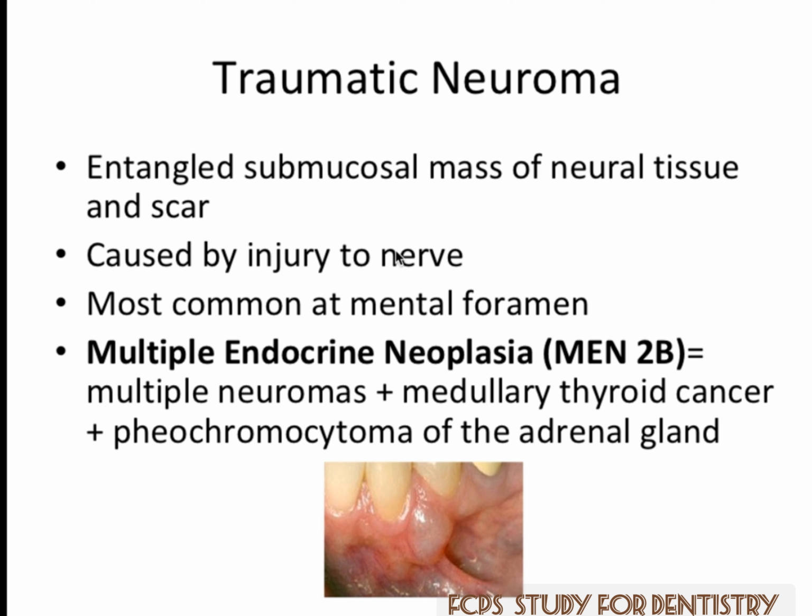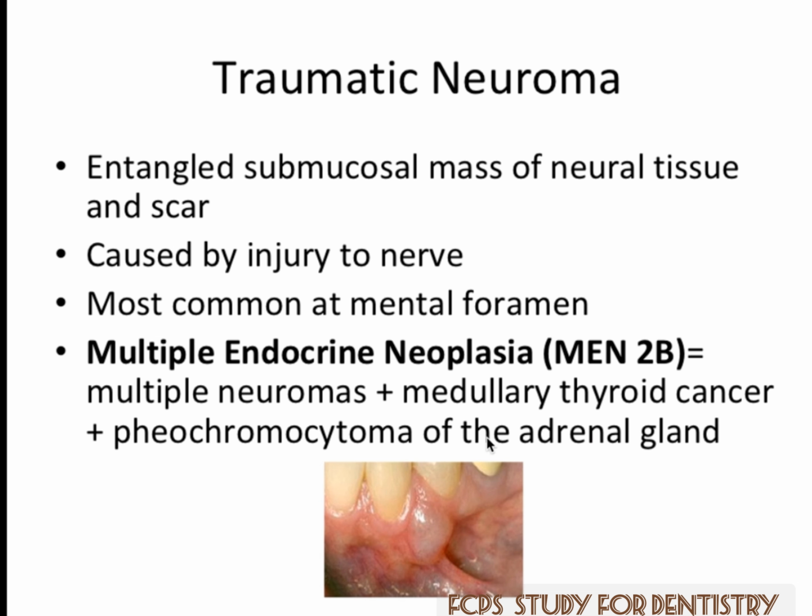Next, we have traumatic neuroma. And this is an entangled submucosal mass of neural tissue, and a scar has formed. And it's caused by injury, but instead of like the fibroma, now we're adding on the component that it's injury to a nerve. And this is most common at the mental foramen. So the picture here, you can see we're by canine, premolar, second premolar area, and that's where we find the mental foramen. So that's what's going on there.